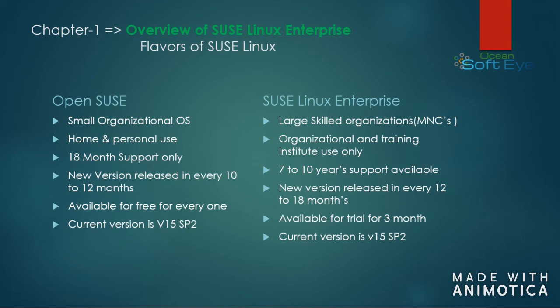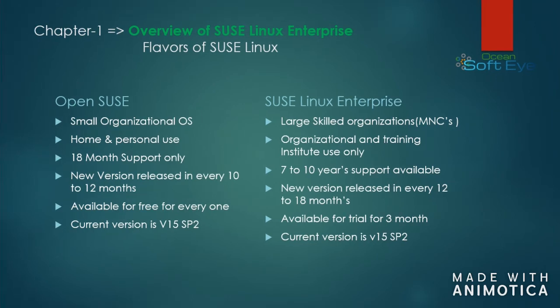The current version of openSUSE and SUSE Linux Enterprise is the same in the market, version 15 service pack 2. We are going to learn about SUSE Linux Enterprise because openSUSE is only available for trial purposes, and everything available in openSUSE is covered on the first slide.